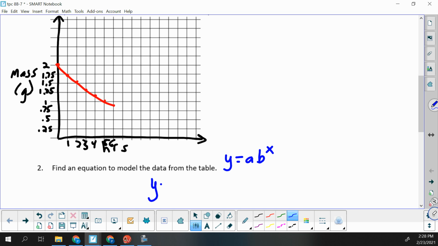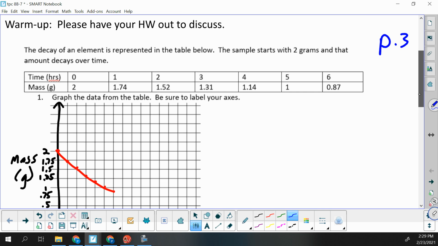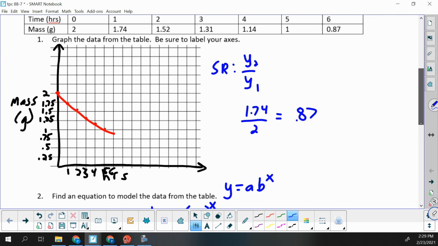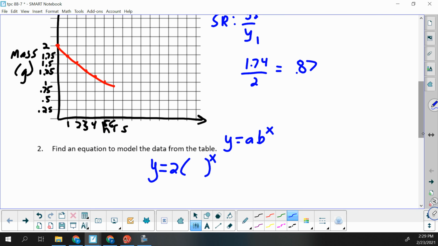So we're going to have y equals, our starting amount was 2, and to figure out our b value, let's do a successive ratio. So we've got to do y2 divided by y1 for our successive ratio. So that would be 1.74 divided by 2, and that's going to give us 0.87. That seems to make sense because it is decaying, so it should be something less than 1. So we'll put the 0.87 in for b.